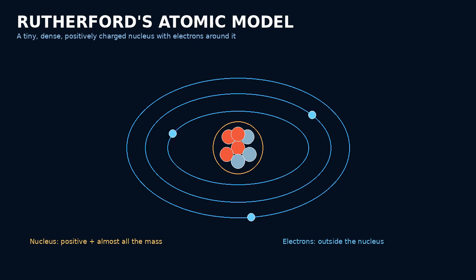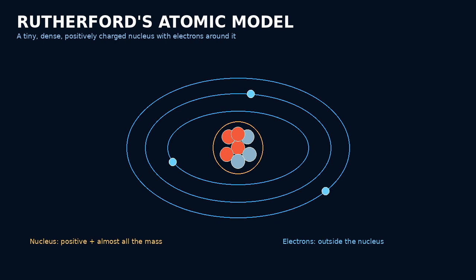Limitations of Rutherford's model. Although Rutherford's model was a major breakthrough, it had some important limitations. According to classical physics, an electron moving around the nucleus should continuously lose energy. As it loses energy, the electron should spiral towards the nucleus and eventually collapse into it. Therefore, Rutherford's model could not explain the stability of atoms. The model also could not explain the line spectrum of hydrogen.